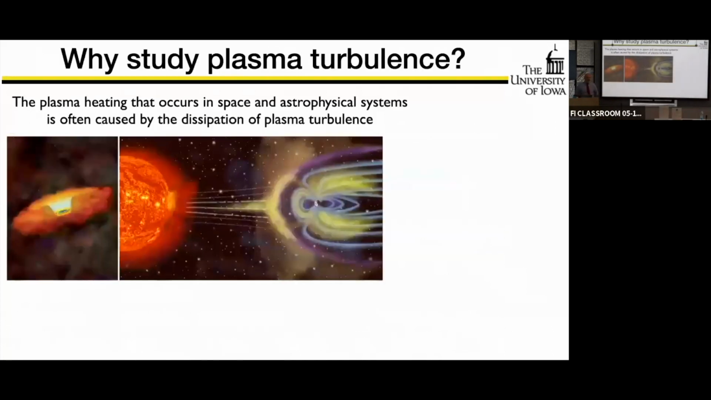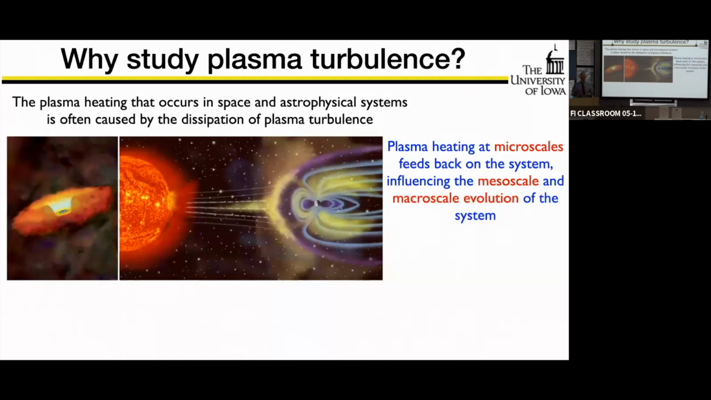So why do we want to study plasma turbulence? Well, at the very base, the plasma heating that occurs in space and astrophysical plasmas is often caused by the dissipation of turbulence. And in detail, this plasma heating occurs down at very small scales, microscales, which a lot of astrophysicists don't like to think about. But in fact, that heating can feed back on the system and influence both the mesoscale and macroscale evolution of that system. So this really is a problem of multi-scale physics. It's some of the hardest kind of problems to approach, both numerically and theoretically.